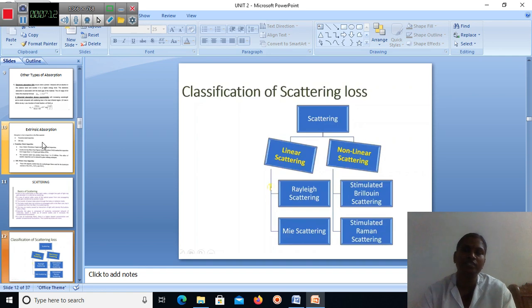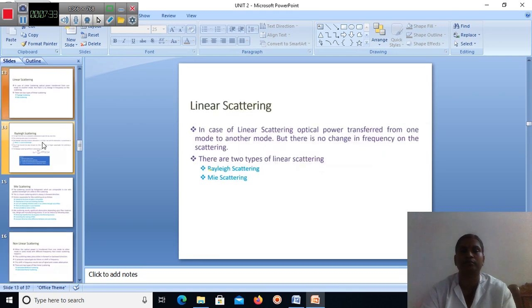We have a variety of scattering losses. One is linear scattering and the other is non-linear scattering. Further, linear scattering is classified into Rayleigh scattering and Mie scattering, and non-linear scattering is further divided into two methods. One is stimulated Brillouin scattering, and one more is stimulated Raman scattering.